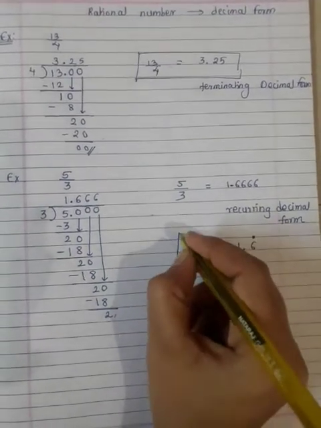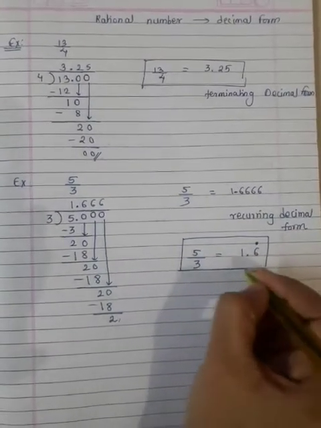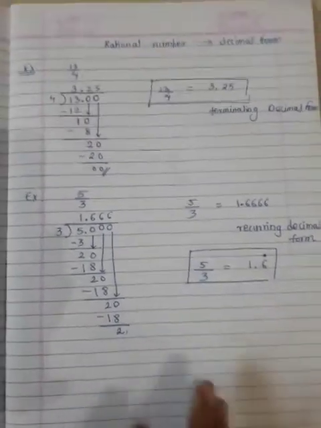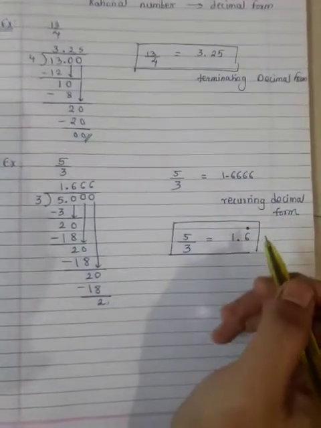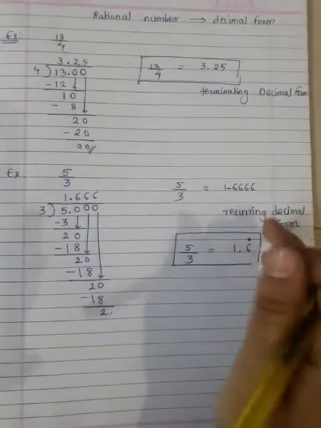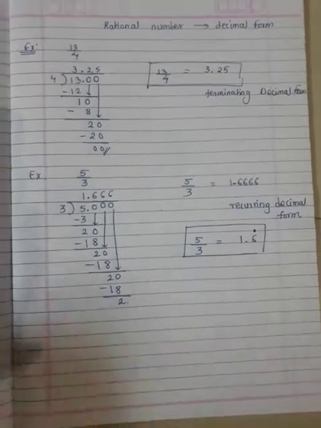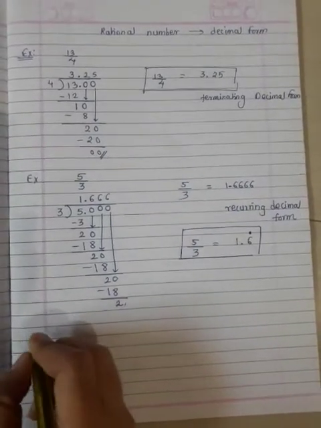So you can write 1.6666 as 1.6 dot. These types of decimal form are called recurring decimal form. So see one more example.